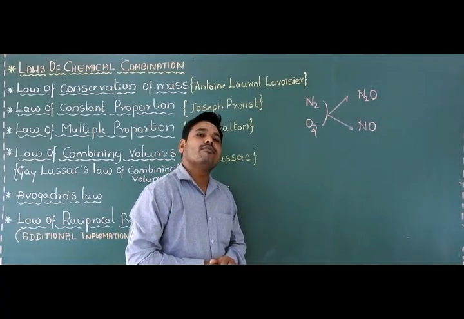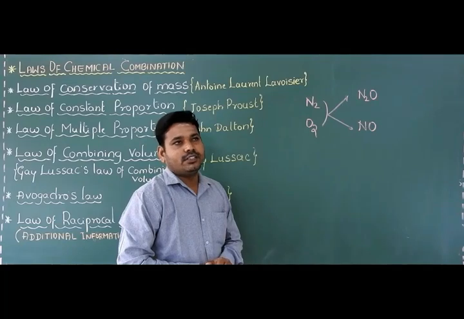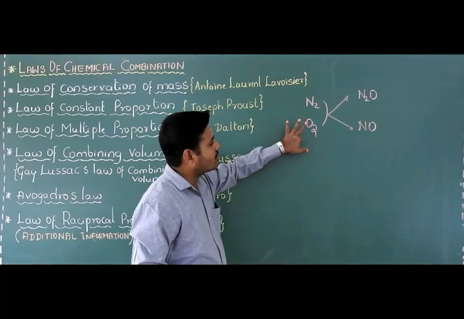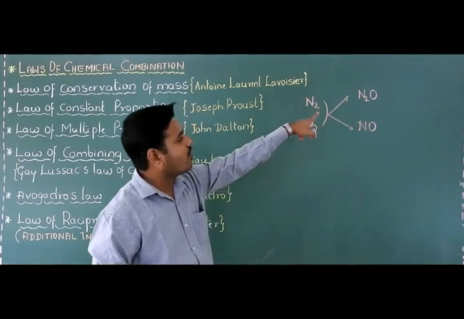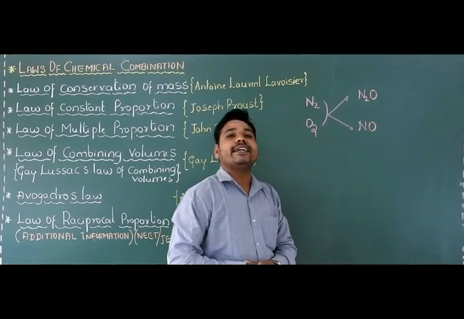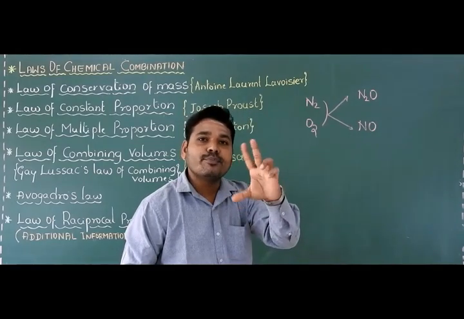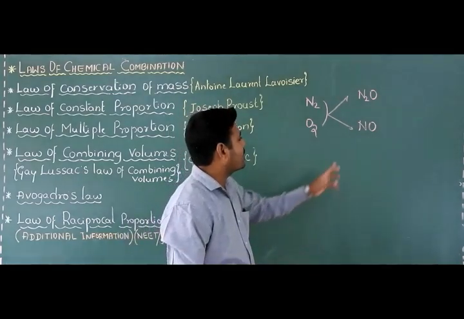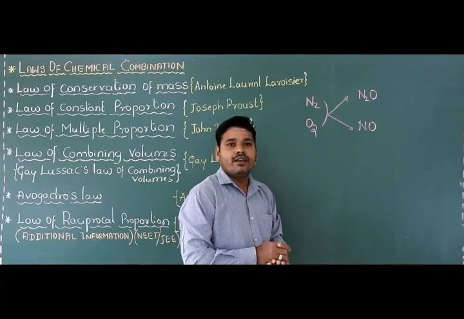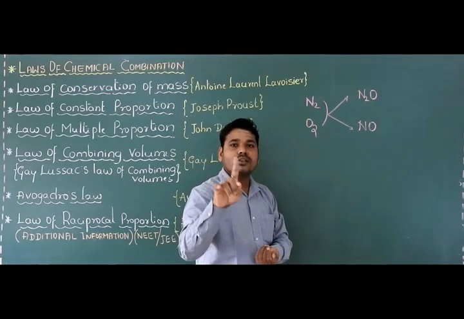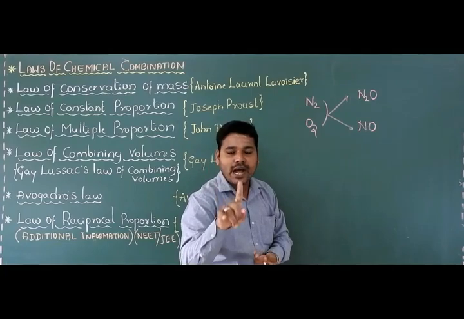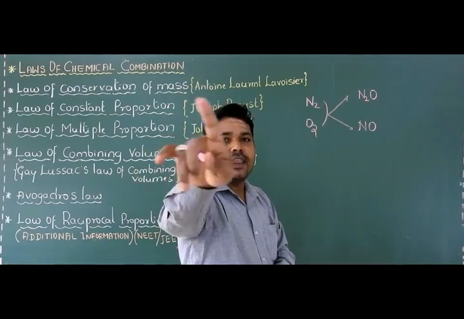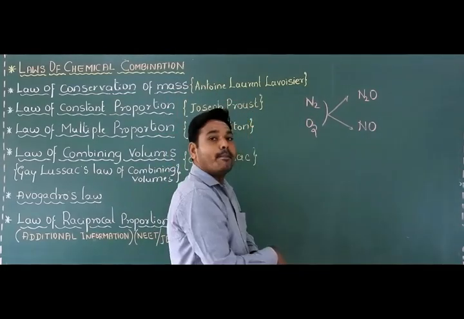Let us take an example for the law of multiple proportion. Nitrogen combines with oxygen to form nitrous oxide, and the second compound is nitric oxide. So two different compounds are formed here. One is nitrous oxide, that is N2O, and the second one is called nitric oxide, NO. So in both the compounds, the mass of one element that combines with a fixed mass of the other element bears a simple whole number ratio by mass.